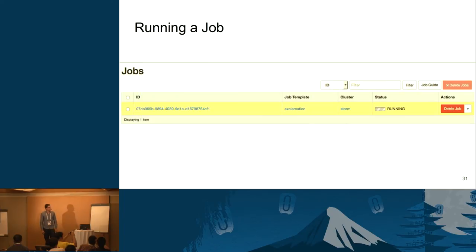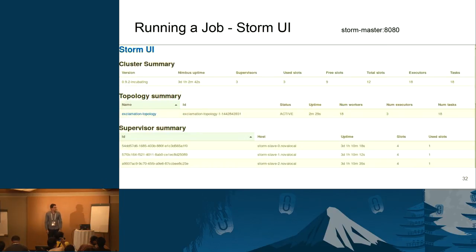So once you click launch job, this window comes up, and you can see that the job is running. And you can check out the Storm UI again, and you can see in the topology summary that the exclamation topology is running and shows some status, like it's active, the uptime, and the number of workers it's using. And if you click on the exclamation topology, it's going to show a lot more information, like latency and everything that's going on in the Storm cluster, which could be useful depending on the application that you're running.